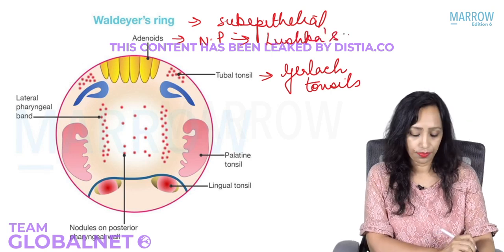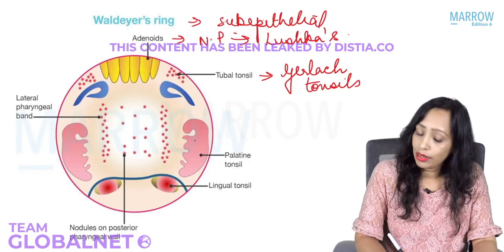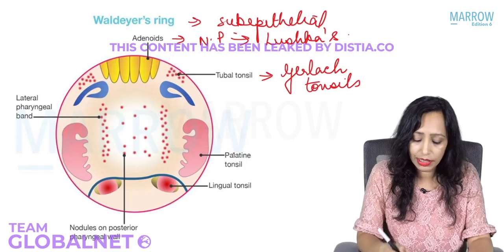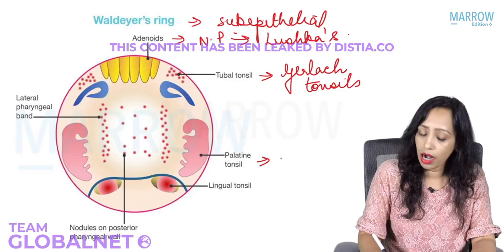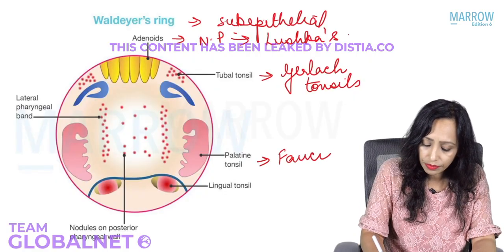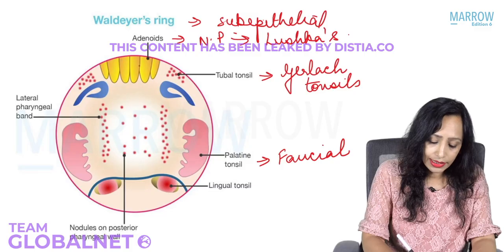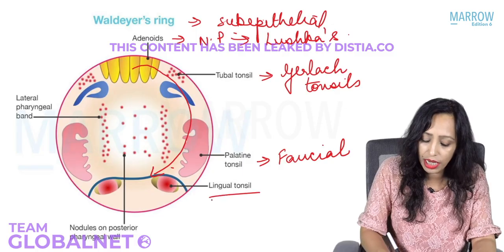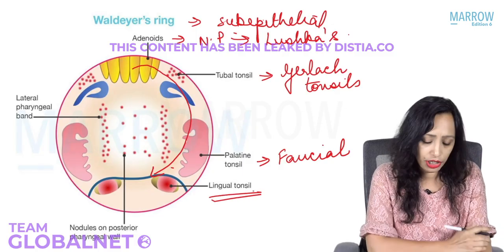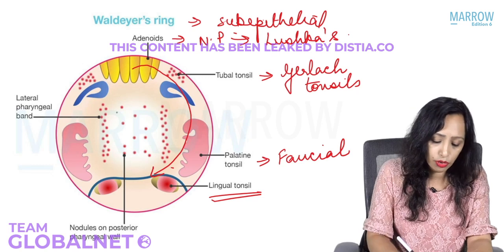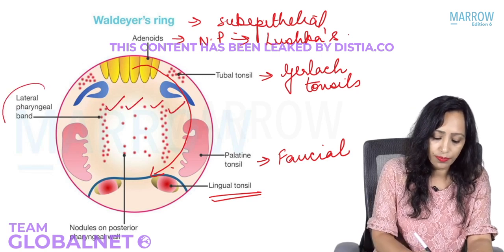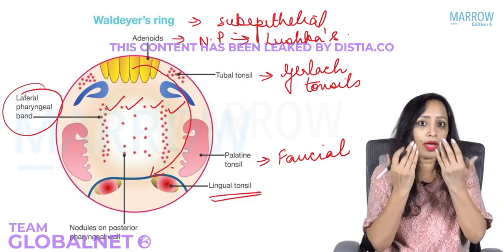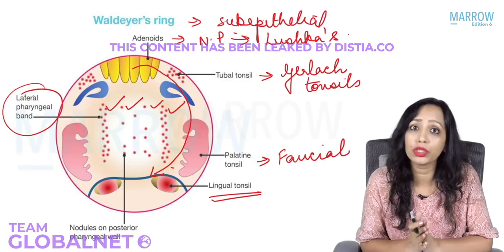Now coming more laterally, we have the palatine tonsils that are present in the oropharynx in between the two pillars. They are also known as the faucial tonsils. And coming back to the midline, in the base of tongue, we have the lingual tonsils. And in the posterior pharyngeal wall, we have bands and nodules, as we are seeing here. So all this lymphoid tissue is present at the entry sites of air and food, in the form of a ring which is known as Waldeyer's ring.